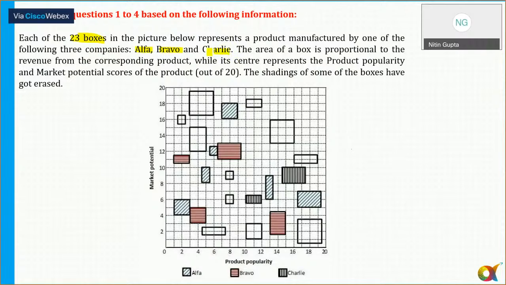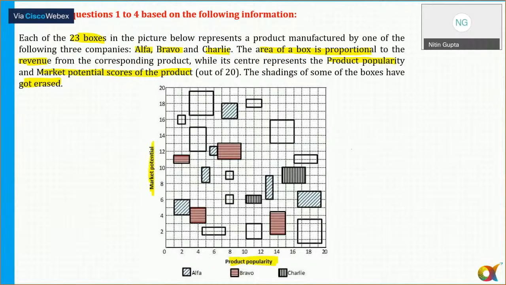The area of each box is proportional to the revenue from the corresponding product, while its center represents the product popularity and the market potential score of the product out of 20. The shading of some of the boxes got erased. The left y-axis is the market potential, and here it is product popularity.